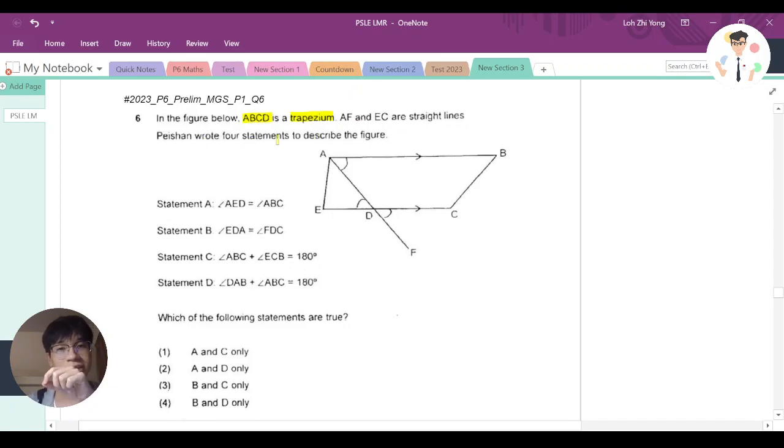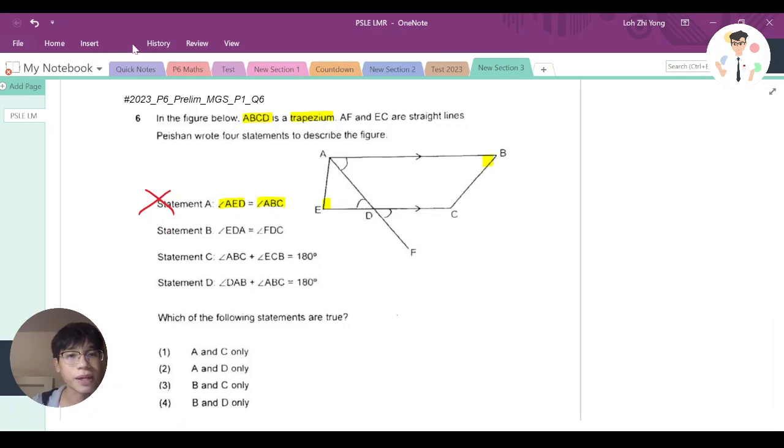And page 1 wrote 4 statements to describe the figure. Statement A. AED is here, is equal to ABC, equal to here. Do you think that makes sense? Obviously no. So this is wrong.